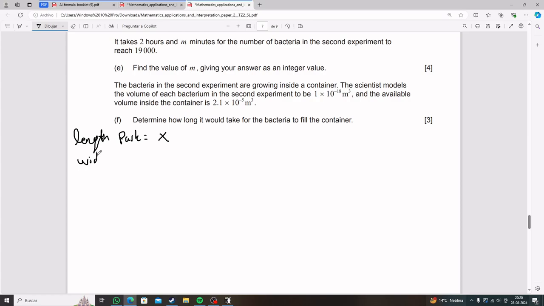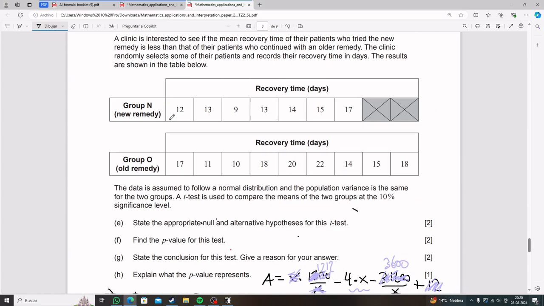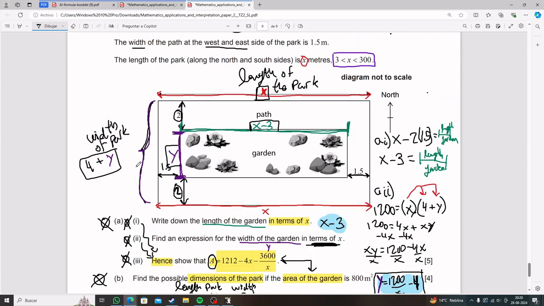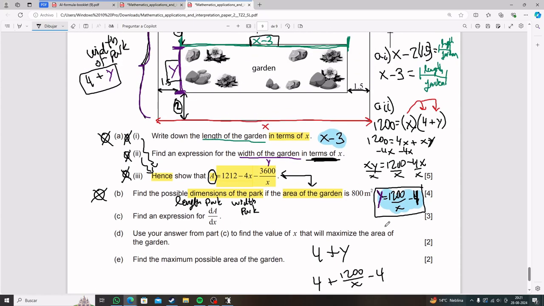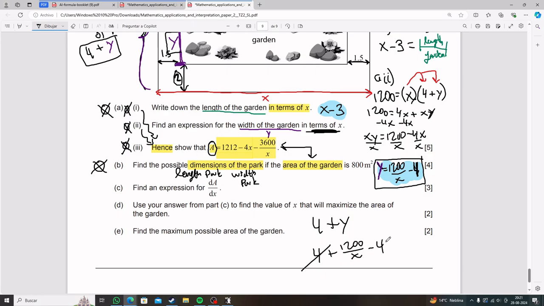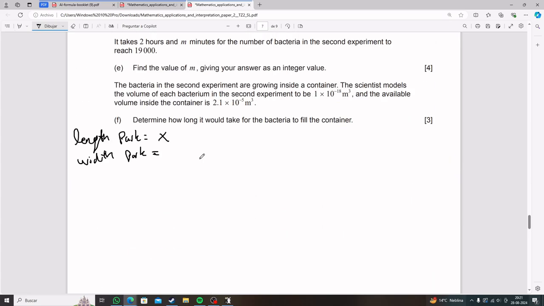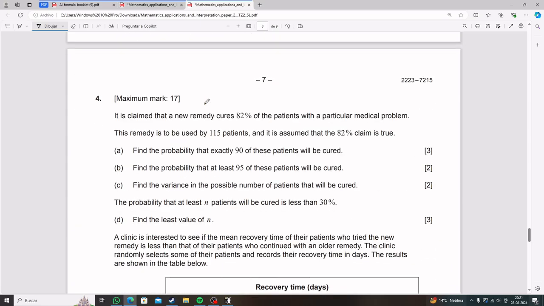While the width of the park is 4 plus y. Now we also know that y is this guy right here. So if you do 4 plus y, you end up with 4 plus 1,200 divided by x minus 4. So really for the width of the park, you're just going to end up with 1,200 divided by x. So that's the length of the park. That's the width of the park.